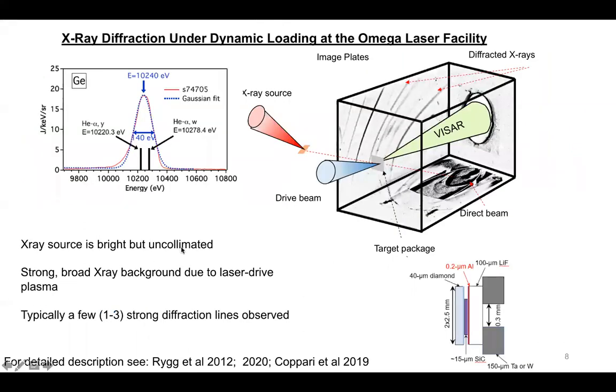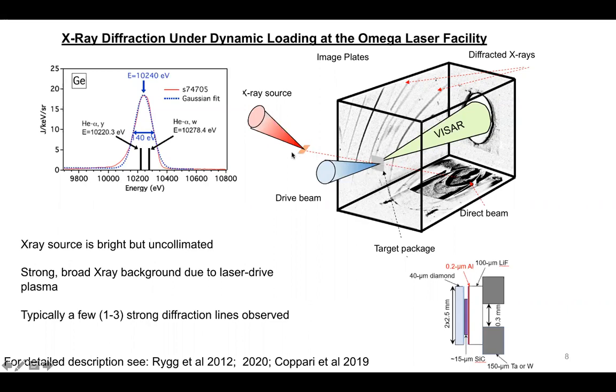A little bit more on the schematic of that. The way it's laid out is shown on the right here. The target package is this little gray square here. Some more details of the target package are shown here, showing some of the dimensions. The sample thicknesses are typically 10 or 15 microns, and the diamonds and the window are maybe 40 to 100 microns. That gets mounted on the front of a box, and we drive it with laser beams from Omega 60 or Omega EP.